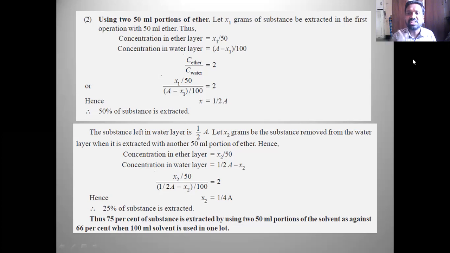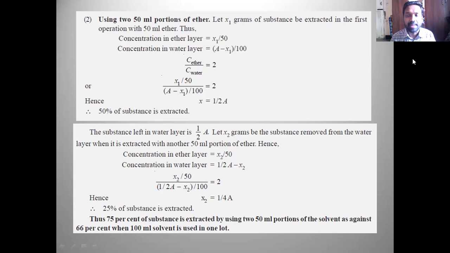For the first extraction, the amount which goes into ether will be x1, so x1 divided by 50. Please note the difference. In the previous problem, it was x divided by 100, because you had taken 100 ml of ether. Now you have taken 50 ml of ether. So x1 divided by 50 equals A minus x1 divided by 100. Solve this. You get x1 is equal to half A.